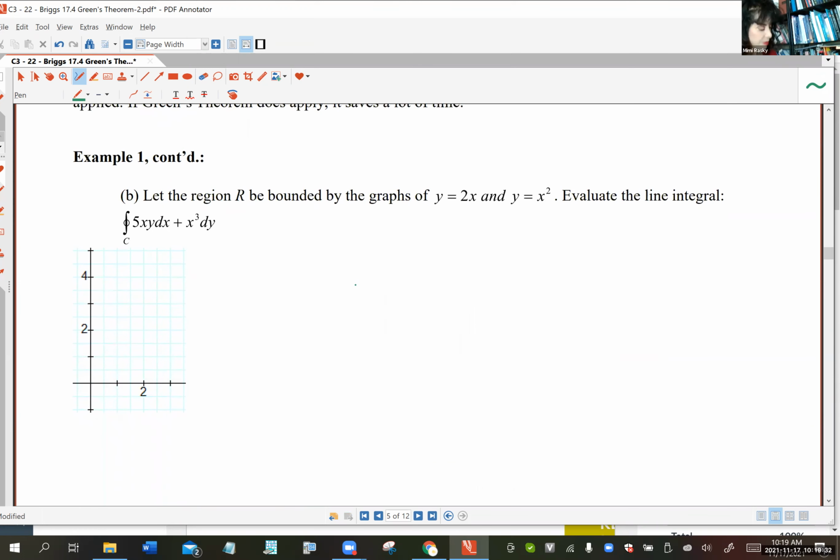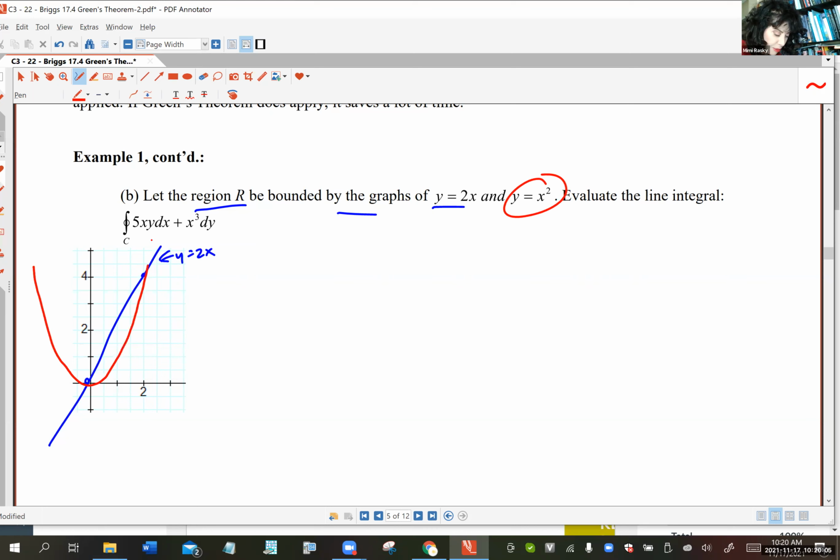Let's look at another example here. We're going to need to apply Green's because it's much easier than doing the brute force line integral. We already found this out. So the region R here is bounded by the graphs of y equals 2x, which is a diagonal line with a slope of 2, and the other boundary, y equals x squared. You guys know this is a parabola.